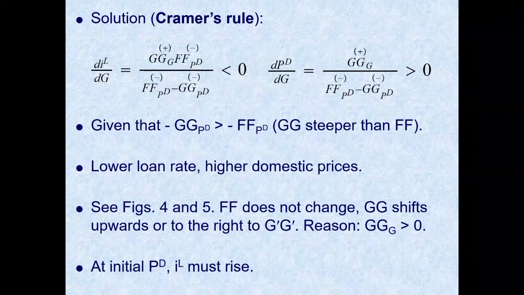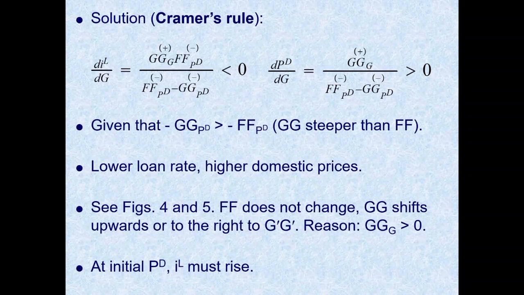You see the signs above, just to make clear what it is. Remember that what we assume is that GGPD is steeper, the curve GG is steeper than FFPD, and that means that the derivative with respect to PD of GG is larger than FFPD. So what is the sign of this expression here? This is minus, and you have a minus here. And GG is steeper than FF. It means that this term here, GGPD, is greater in absolute terms than FFPD, right? Given there's a minus sign here, what do you get? This term is going to be positive, exactly.